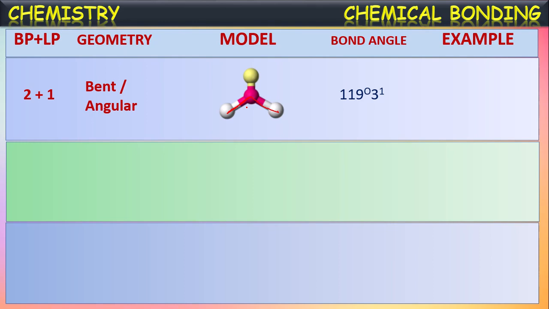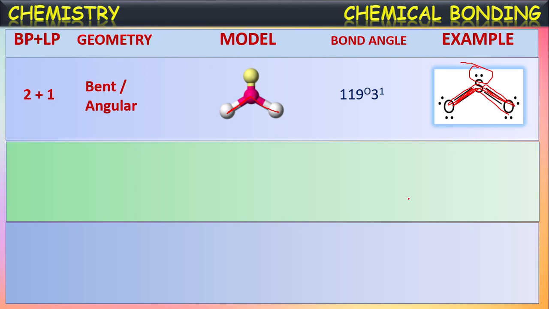Examples for the molecules having this kind of geometry are sulfur dioxide. In the sulfur dioxide molecule, the central atom sulfur is connected with 2 oxygens. The number of bonds between any 2 atoms is considered as 1 while predicting the shape. Now we can say here the sulfur has 2 bond pairs and 1 lone pair. So the shape is said to be bent shape or angular shape.